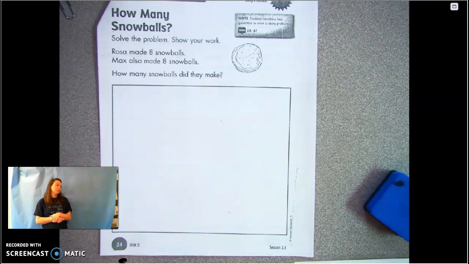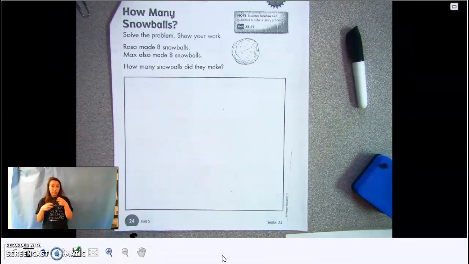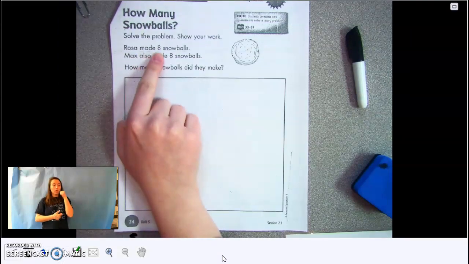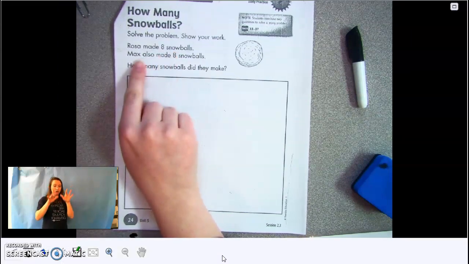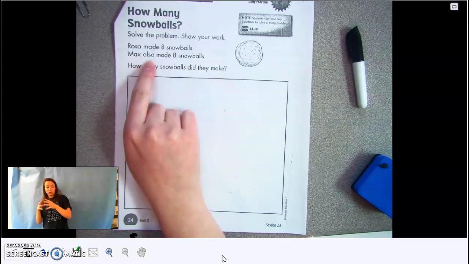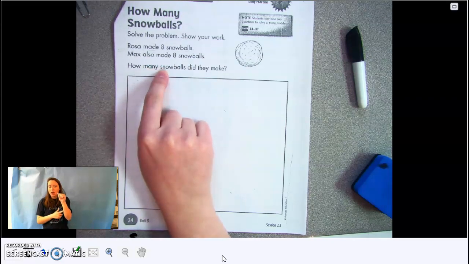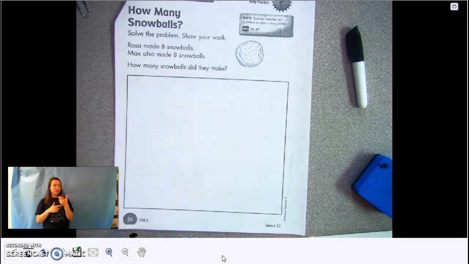All right, so let's look at the instructions. It says, how many snowballs? Solve the problem and show your work. Rosa made 8 snowballs. Max also made 8 snowballs. There's one of our sight words also. How many snowballs did they make? So we're trying to find out how many they made together. So am I going to be adding or subtracting?